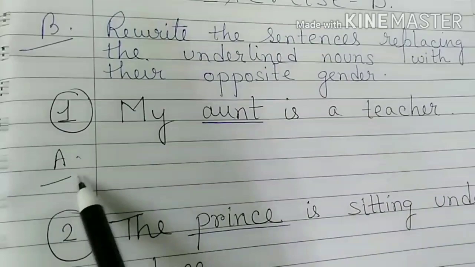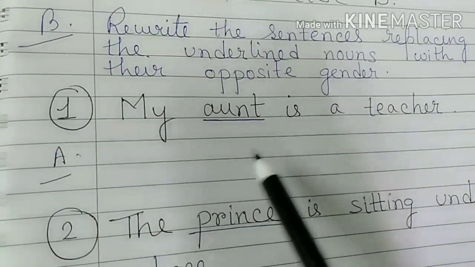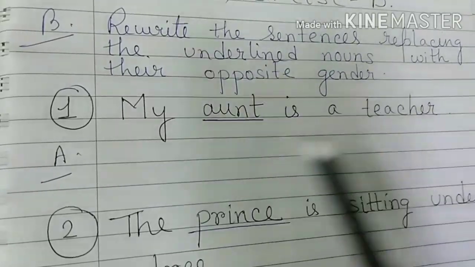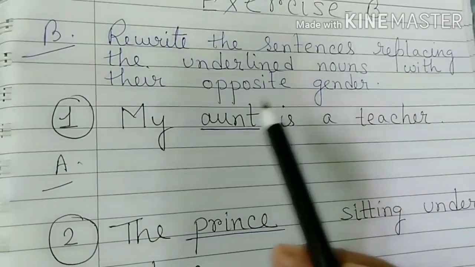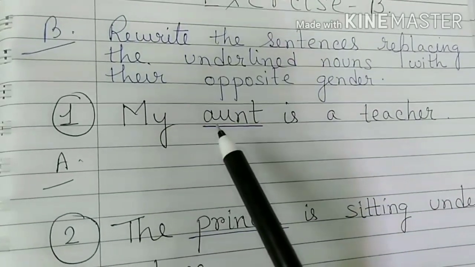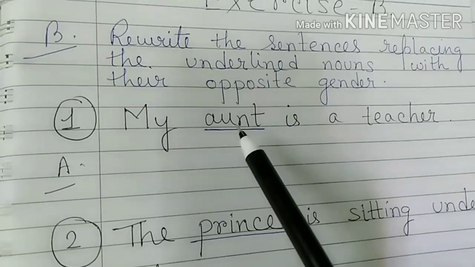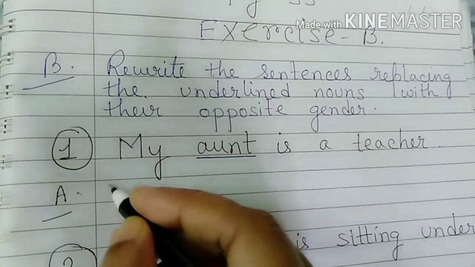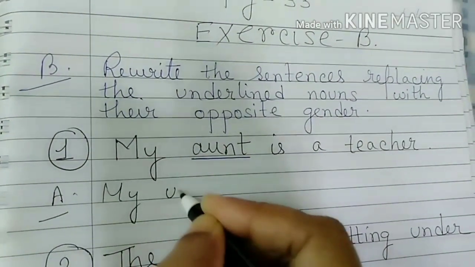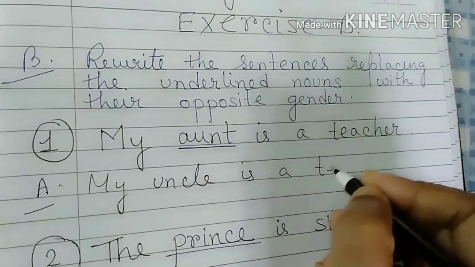So you have to rewrite the sentence. That means you have to write the full sentence again. But you have to change these underlined words with their opposite gender. So what is the opposite gender of aunt? The opposite gender of aunt is uncle. So now we can write my uncle is a teacher.